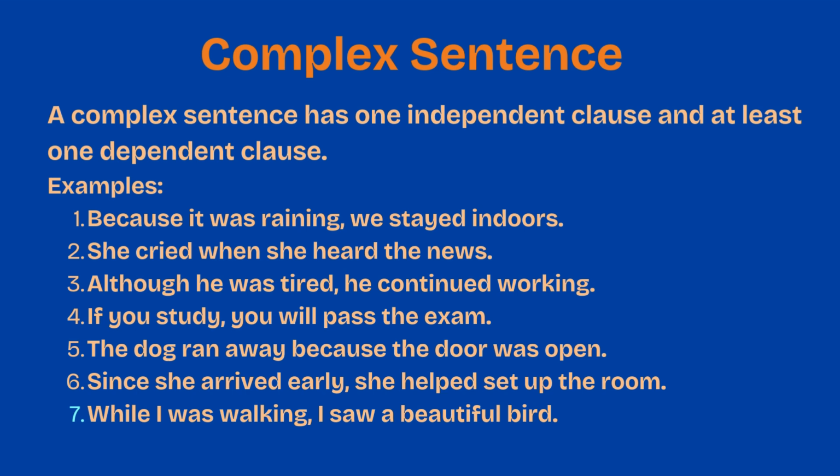Complex sentences. A complex sentence has one independent clause and at least one dependent clause. Examples: Because it was raining, we stayed indoors. She cried when she heard the news. Although he was tired, he continued working. If you study, you will pass the exam. The dog ran away because the door was open. Since she arrived early, she helped set up the room. While I was walking, I saw a beautiful bird.